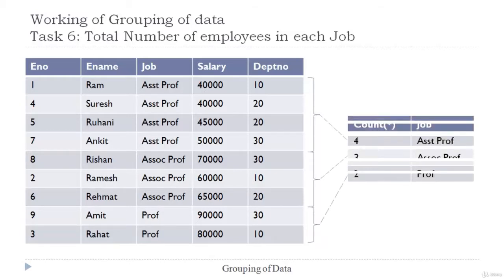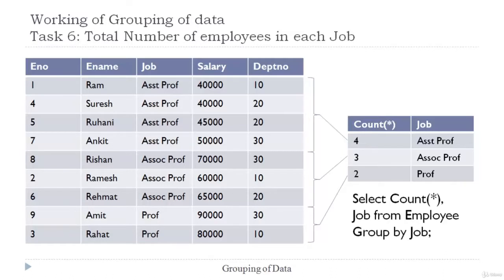Then count function will be applied on each such group to find out the total number of records in each group. You can clearly check there are 4 employees working in assistant professor, 3 employees are associate professor, and 2 are professor. And the query to perform this task is select count, comma job, from employee, group by job.